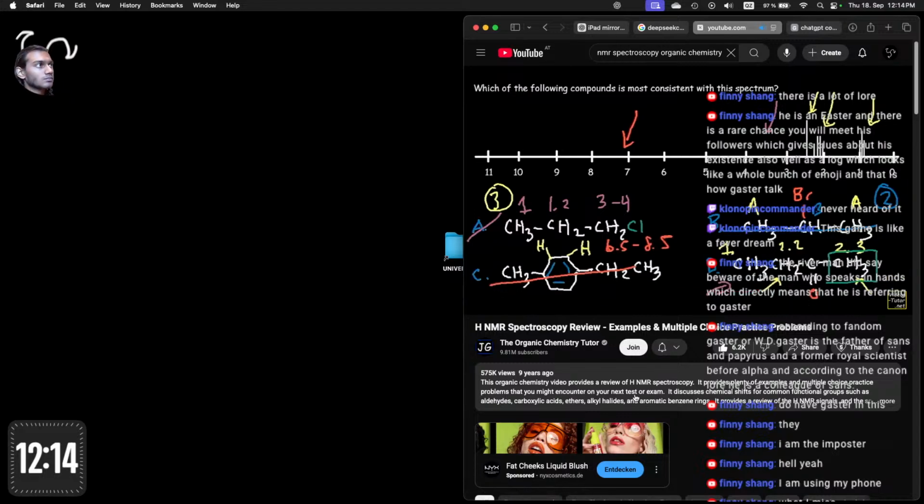Here, this methyl group is adjacent to a carbon that has no hydrogen, so using the n+1 rule, 0 plus 1, it's going to appear as a singlet. And we do have a singlet around 2.4. Now this CH2 is adjacent to a CH3, so 3 plus 1 is 4. It should appear as a quartet, and we do have a quartet here. Looking at the CH3 on this side, that CH3 is adjacent to a CH2, so 2 plus 1 is 3. We should have a triplet, and we do indeed have a triplet at 1. So answer choice D really matches the graph that we have.